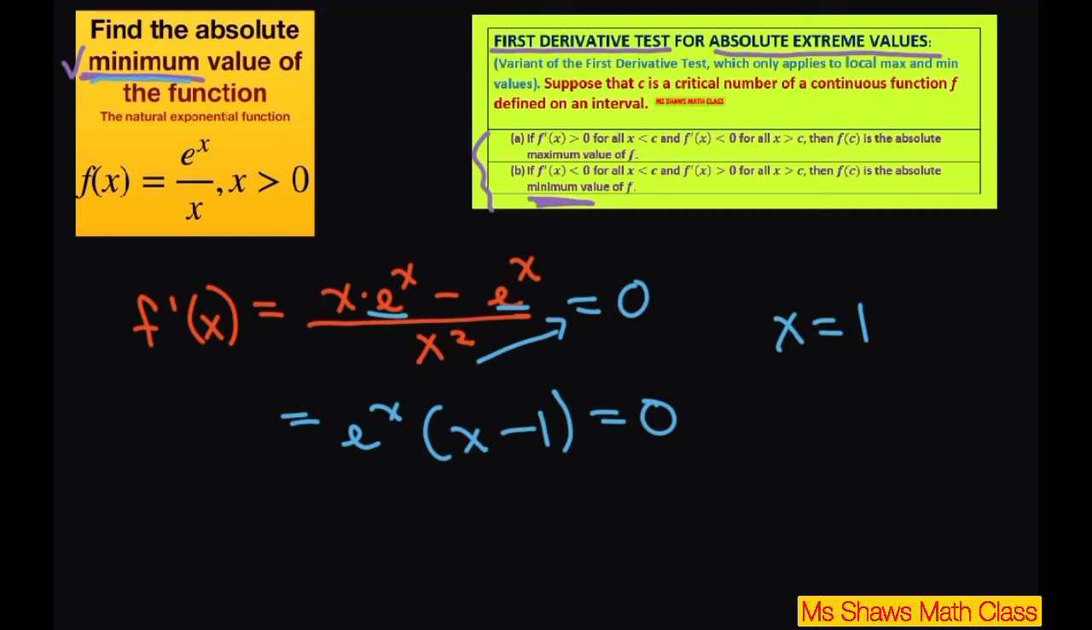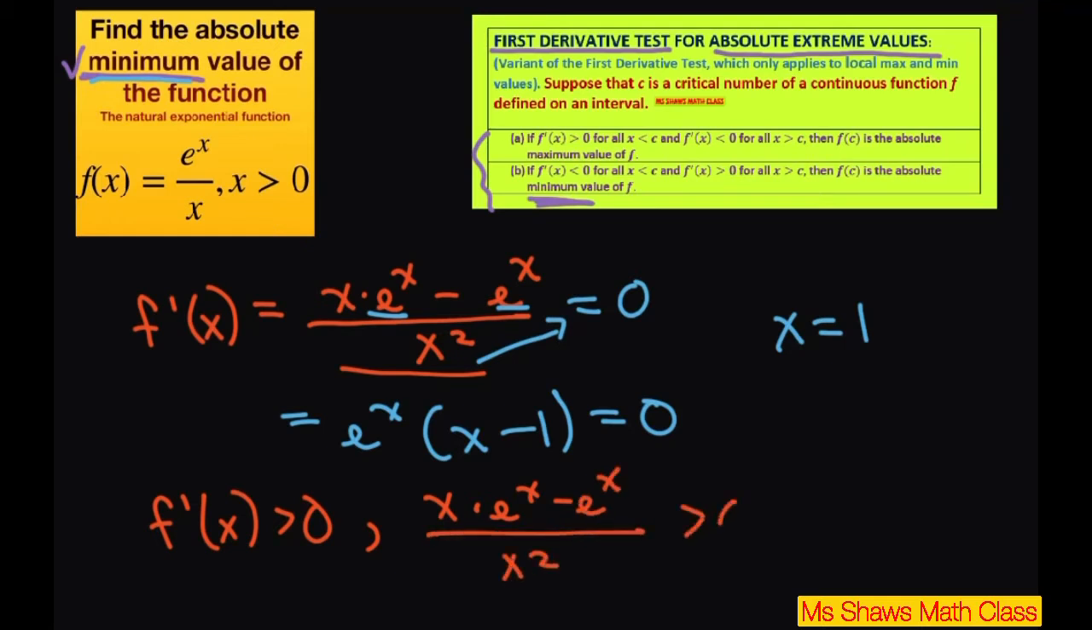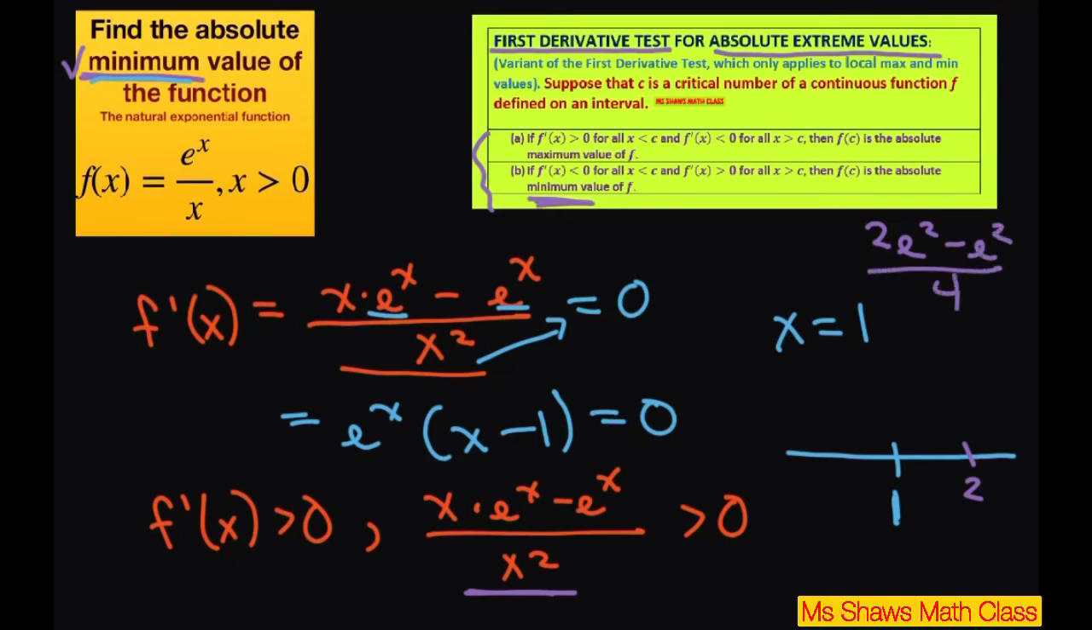But let's discuss why. It's our minimum value because if f prime of x is positive, then our function here, x times e to the x minus e to the x power divided by x squared, is positive. The way you can determine this is, let's just look at a little sign graph and plug in a number greater than 1. If I plug in 2 into this equation, that's going to give me 2e squared minus e squared divided by 4, and this is going to be positive.